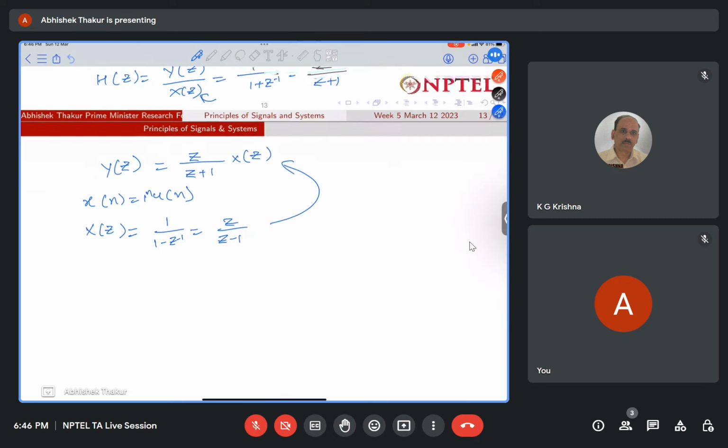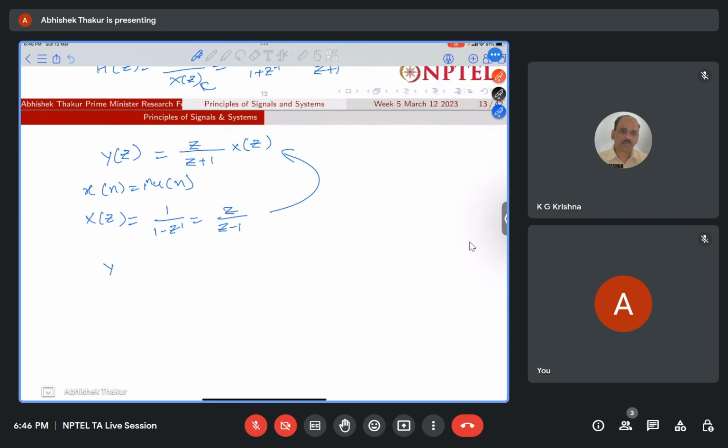We will get Y(z) is equal to z by z plus 1 into z by z minus 1. This is equal to z square by z square minus 1. So this was a simple question. Now we will see one more question.